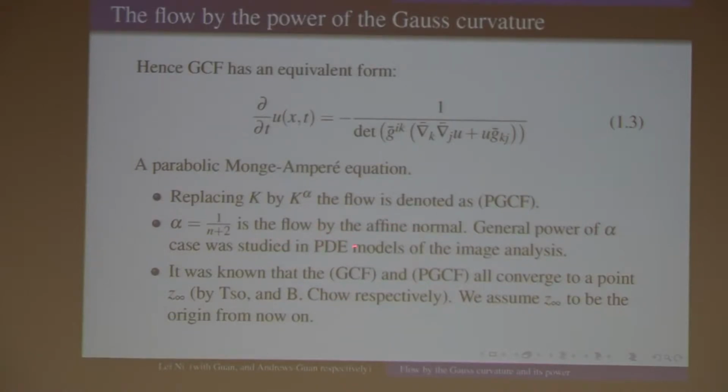So Calabi studied this, the invariance of hypersurfaces in affine geometry, mainly the invariance of the geometry under the affine group transformations. Also the other powers were proposed and studied in applied math. People try to use this to model certain image processing with different alpha.